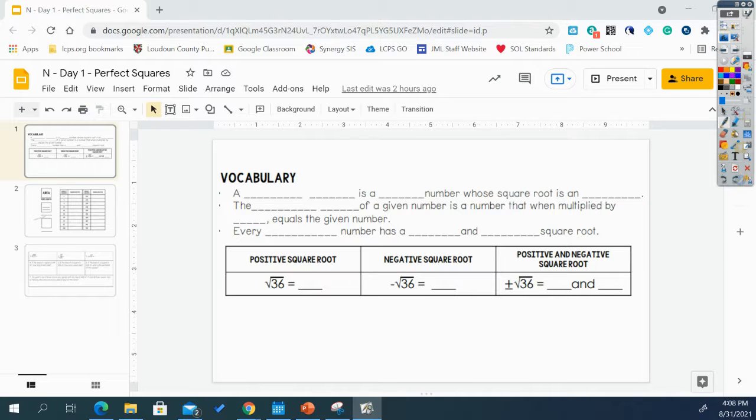So, a perfect square, and make sure you fill this out with me as I fill it out as well. Oops, let me restart just so I have a little bit smaller cursor.